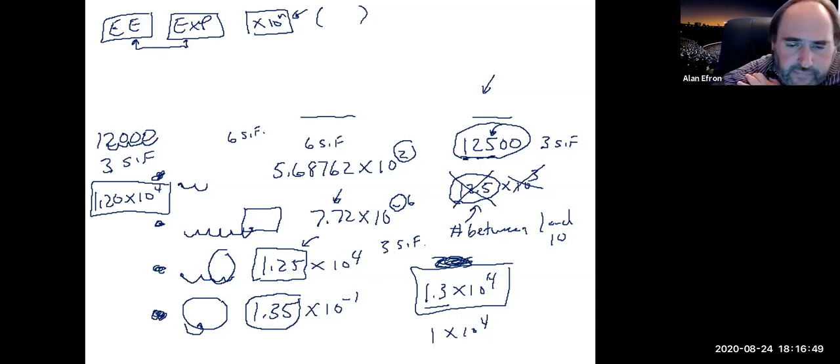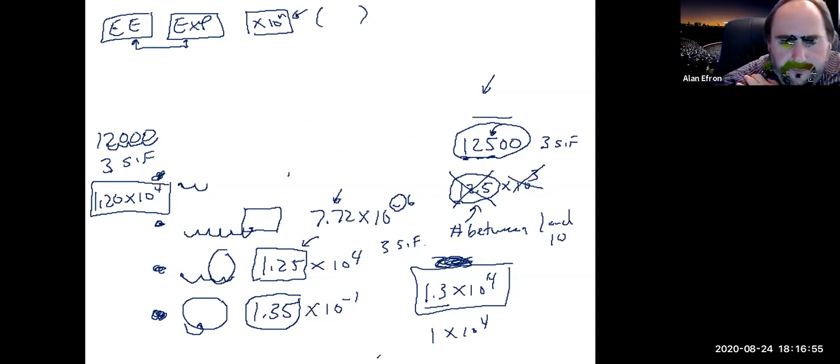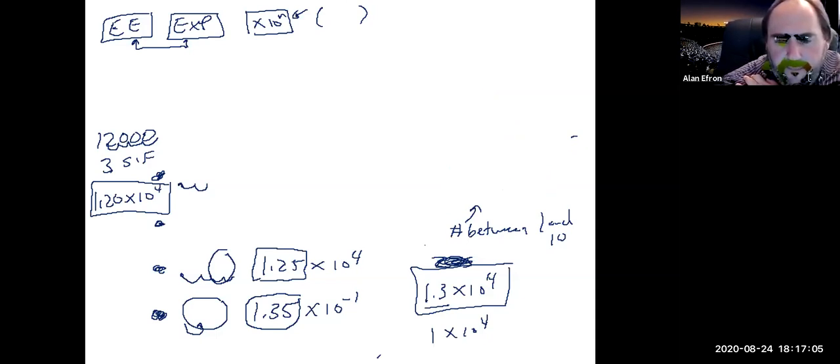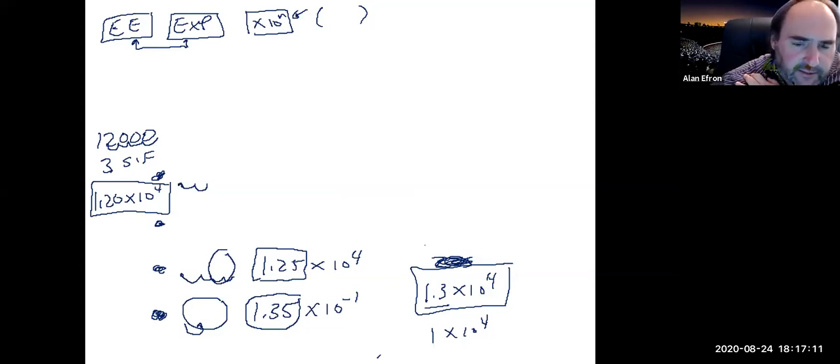So let's erase some of this stuff here, so I've got somewhere to write a little bit. So let's say we did want to put some numbers in our calculator in scientific notation. So let's say we want to do this number here.